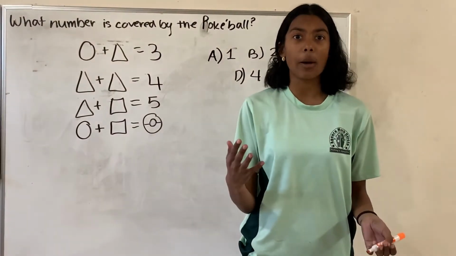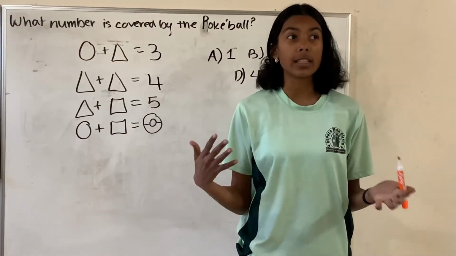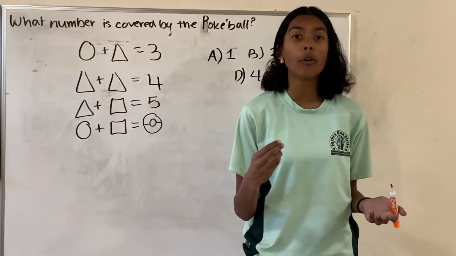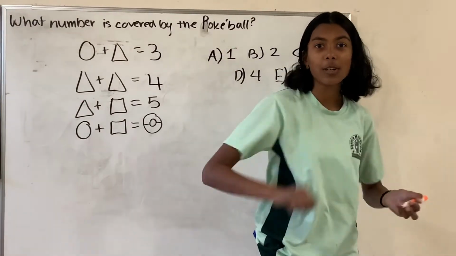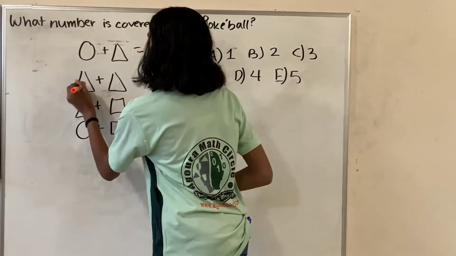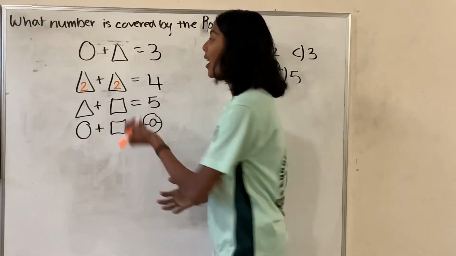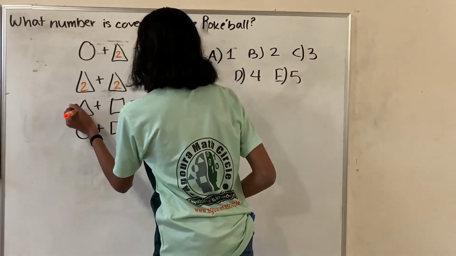So let's think about it for a bit. What plus itself equals 4? What times 2 is equal to 4? If you guess 2, you're right. 2 plus 2 is equal to 4. That means the triangle is 2. So let's fill that in.